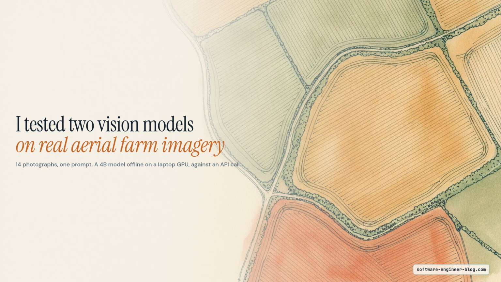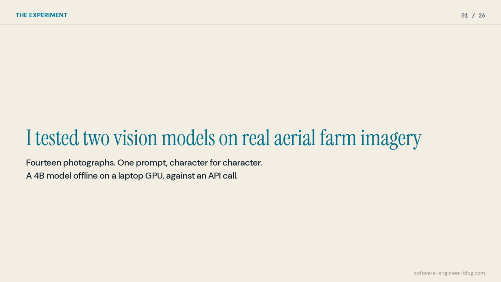I tested two vision language models on real aerial farm imagery to see where the current generation actually lands on a job like this. 14 photographs, the same prompt for both, character for character. One model runs entirely offline on a 4 GB laptop GPU. The other is an API call that cost about 2 cents for the whole run. They agreed on the easy frames, and where they split apart turned out to be more useful than the score.